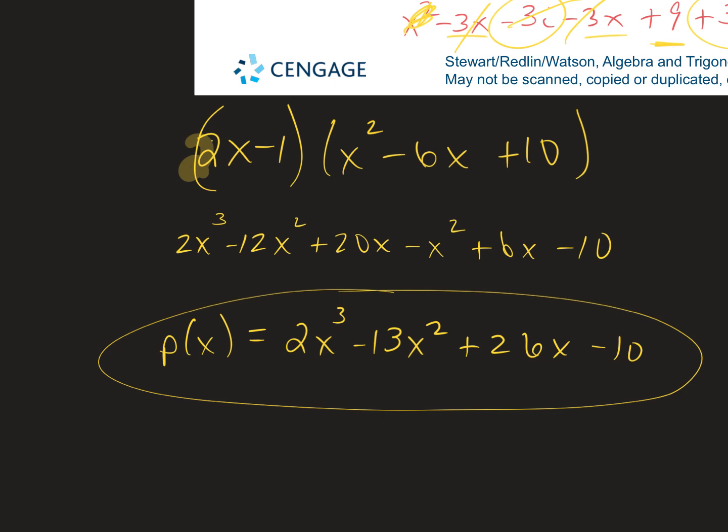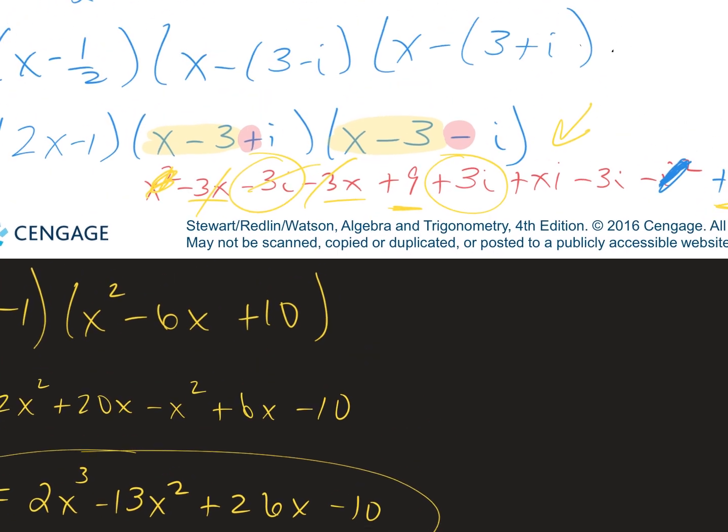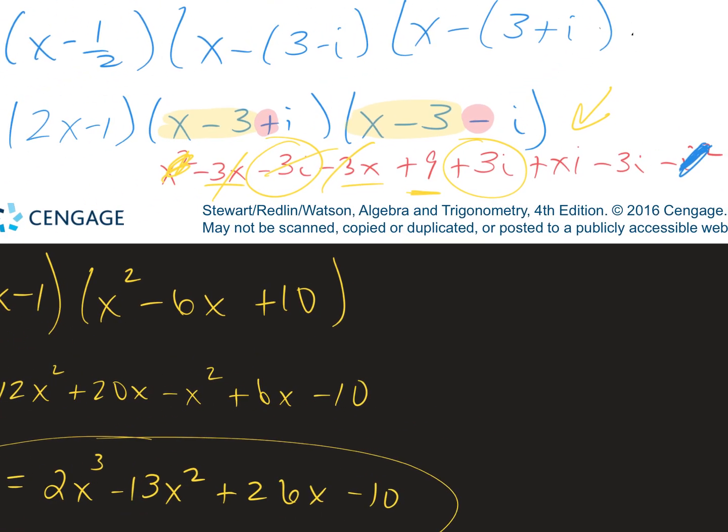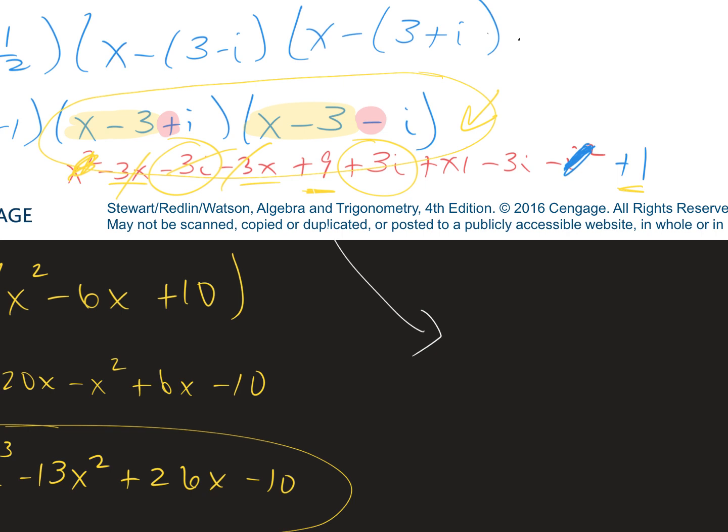Now, I'm going to show you the shortcut that will work every single time if you do it correctly. If you don't, you can just FOIL it like we just did. But here's the shortcut. All right, I'm going to take this right here and do something here. What do you notice is highlighted in yellow?